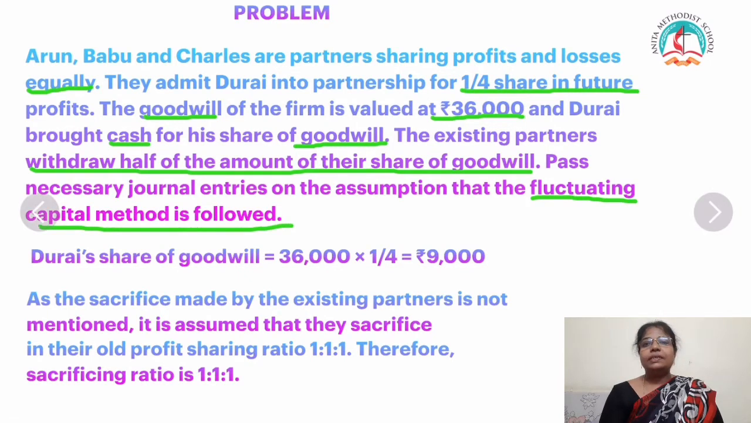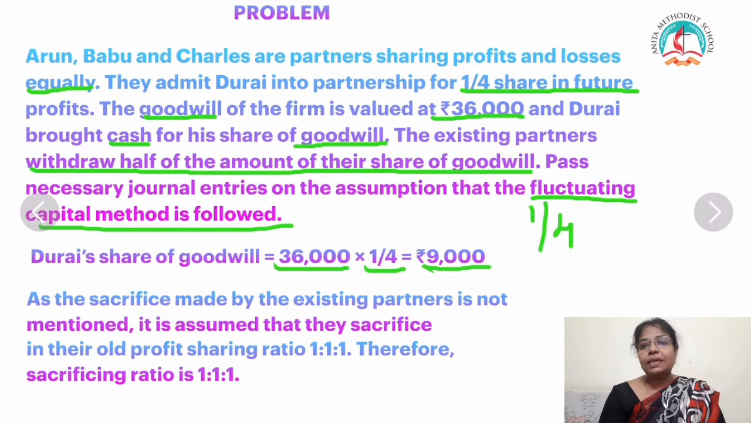Pass necessary journal entries on the assumption that the fluctuating capital method is followed. Children, here Durai's share of goodwill is 1/4 share in future profits and the value of goodwill in the firm is 36,000. So 36,000 into 1/4 is Rs 9,000. Here also in this sum they have not given the sacrificing ratio. So the old profit sharing ratio has to be taken as sacrificing ratio.